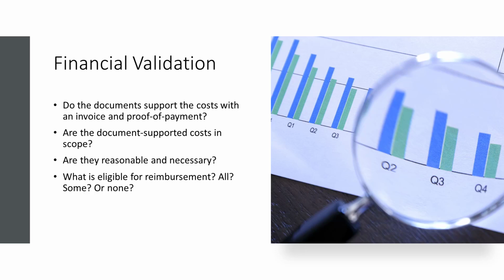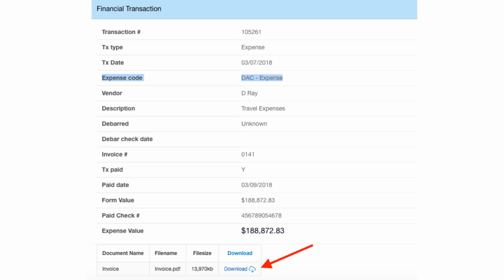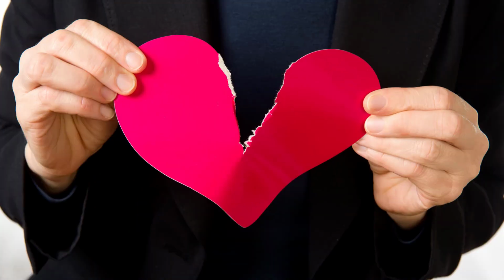The evaluators give it a pass or a fail. They also determine whether all, some, or none is eligible for reimbursement. The system keeps the running tally. The financial validation process can be used for a 100% review or a statistically random one.